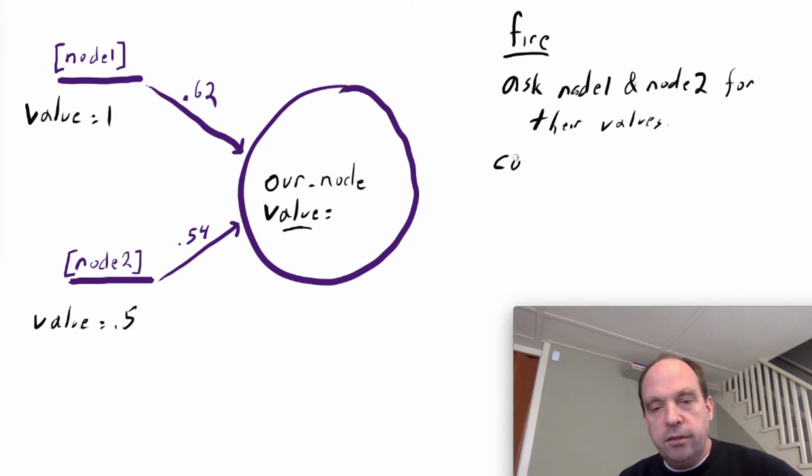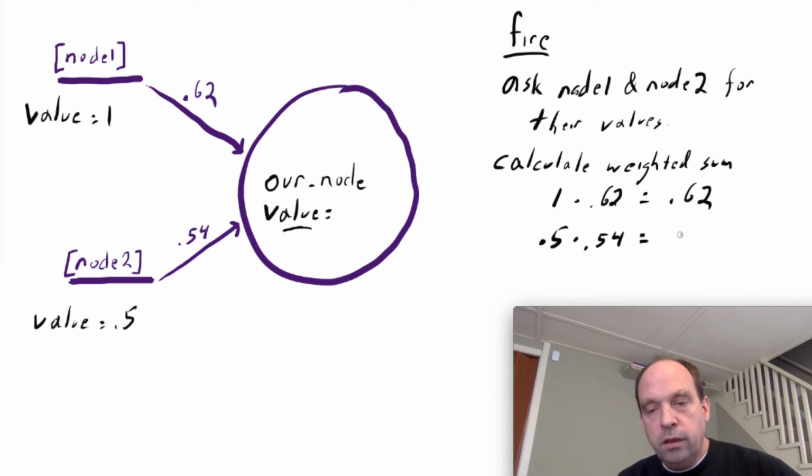We need to calculate the weighted sum of all those values. We do that by multiplying the value of each node times the weight of its incoming connection. So 1 times 0.62 equals 0.62, and 0.5 times 0.54 equals 0.27. We add up those values. In this case, the sum is 0.99.